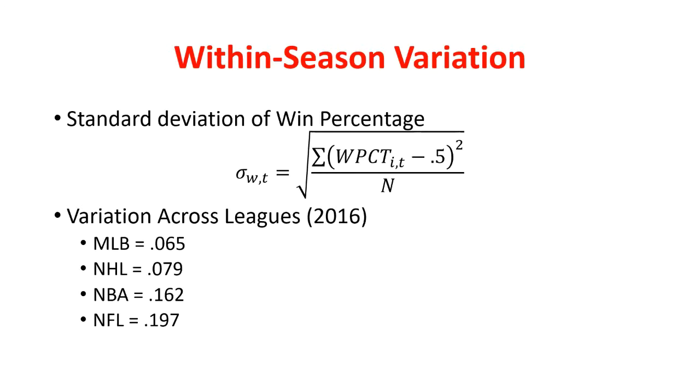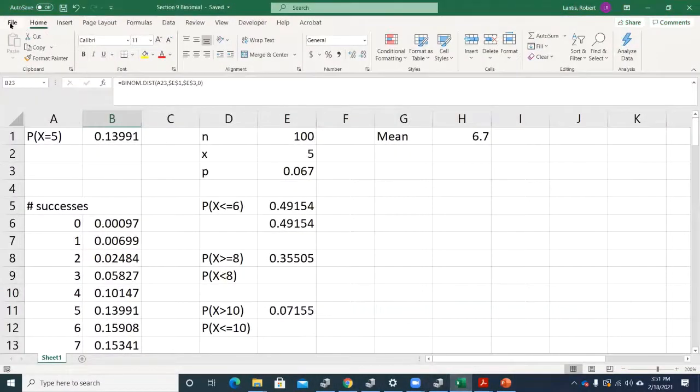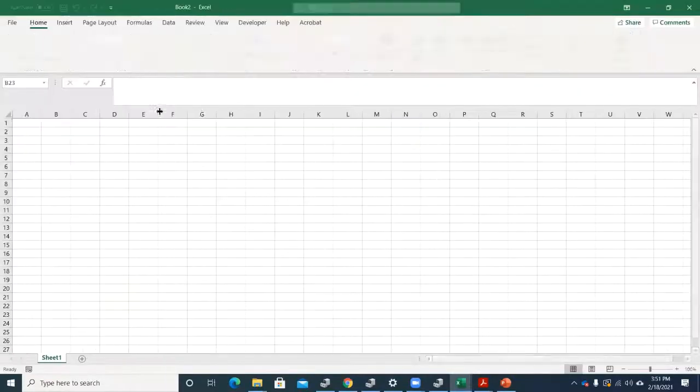Because if you think about the NFL, they've got 16 games, right? So winning one additional game or losing one more game is going to be a much larger swing in the win percentage, right? So this win percentage, we could calculate in Excel right now. I'll use Excel as my calculator. You guys don't want to see this stuff. This is binomial distribution stuff.